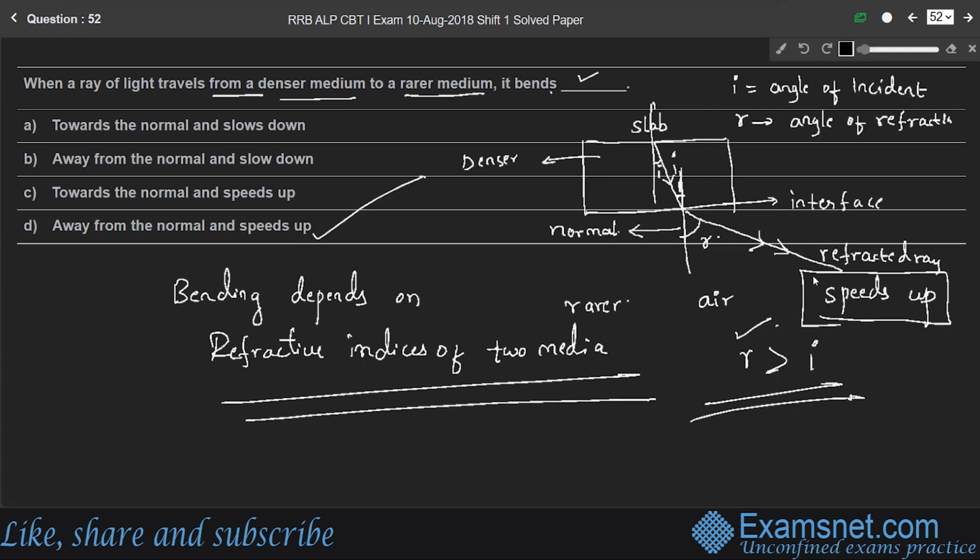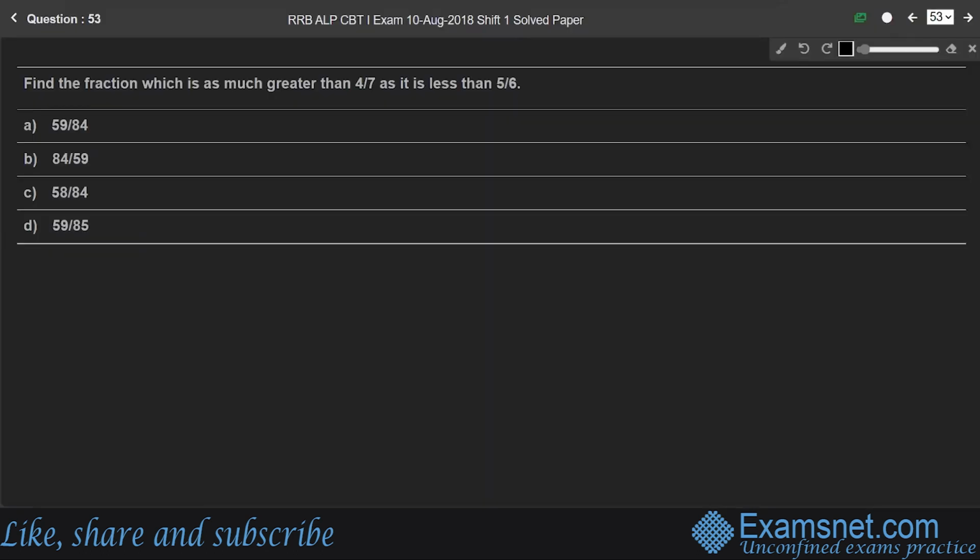Question 53. Find the fraction which is as much greater than 4 by 7 as it is less than 5 by 6. So let us assume the fraction as A. A is a fraction which is as much greater than 4 by 7. As much means, let it be x greater than 4 by 7. And the same fraction is x less than 5 by 6. So A is a fraction that is greater than 4 by 7 by the same amount that it is less than 5 by 6.